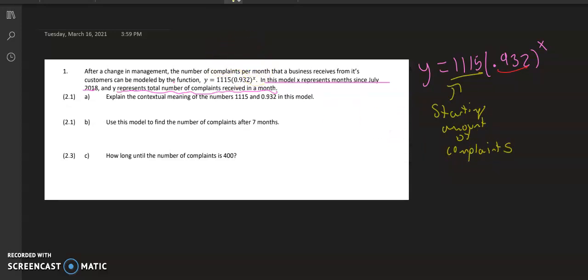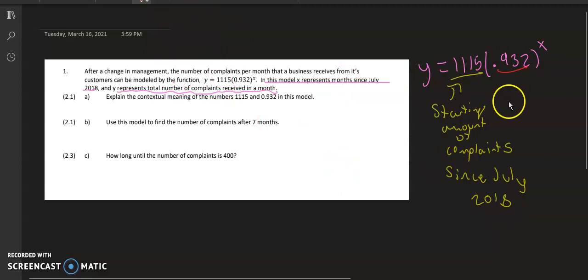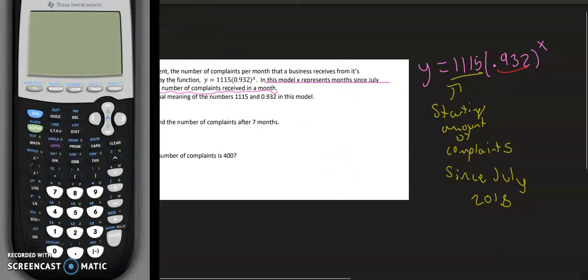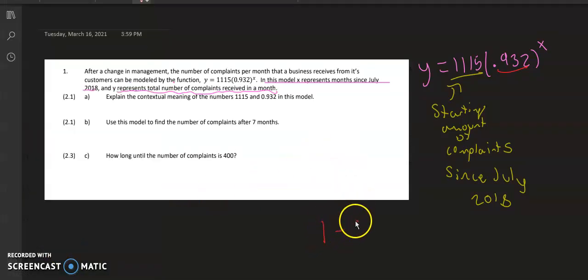And then what about the 0.932? Oh, we're also going to mention, since he likes better context, it's since July of 2018. And then the 0.932, well, I hope you can see this calculator. We can just subtract 1 minus 0.932 to see what percent we get.